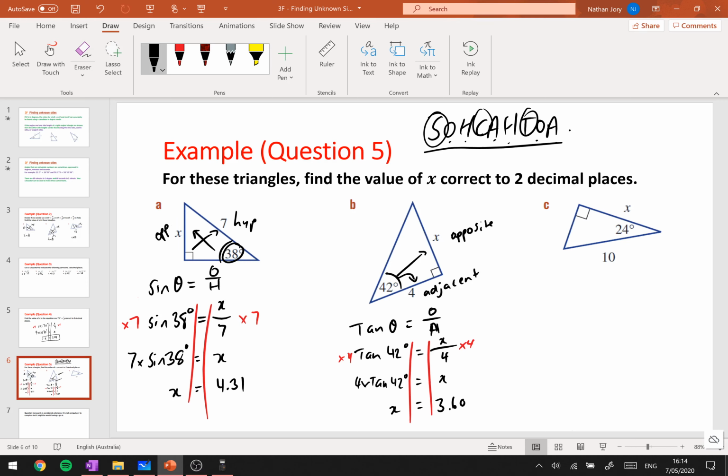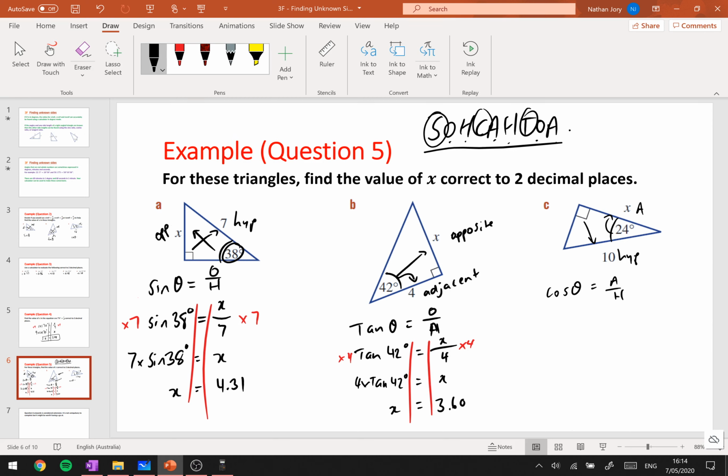Last one, we've got a hypotenuse in this one, and we've got an adjacent, so just A for adjacent. And what uses hypotenuse and adjacent? Well, that's cosine. So cos of theta is equal to the adjacent, which is x, over the hypotenuse, which is 10. Oh, sorry, we're not doing that just yet. We're writing down our ratio. So A over H.